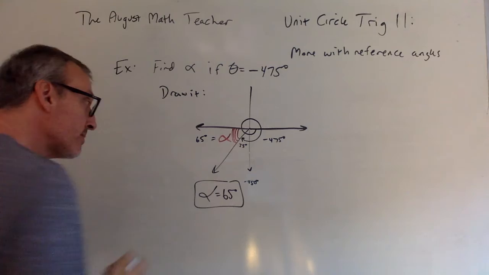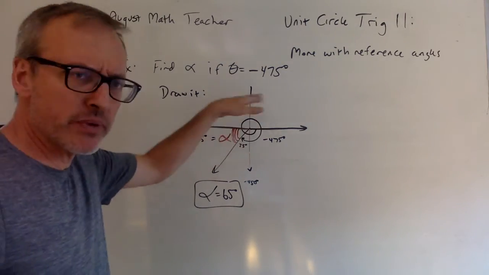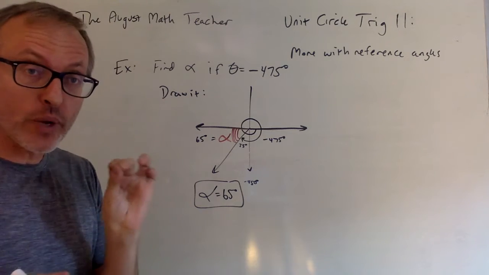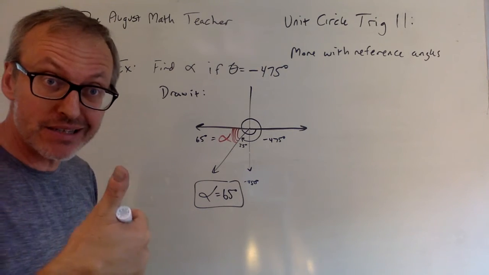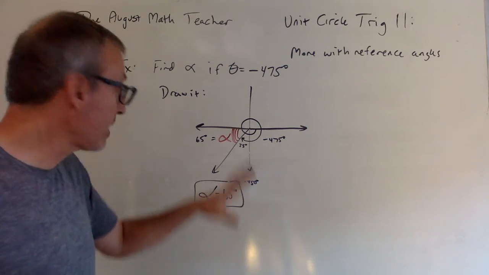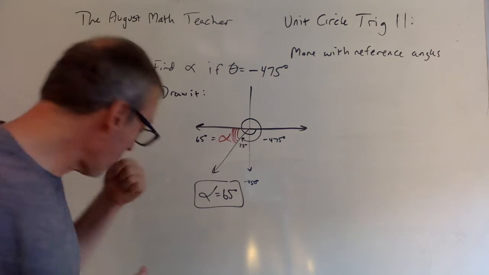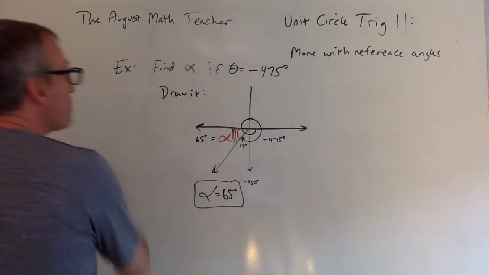And so we end up with alpha is equal to 65 degrees. Notice it is not negative. You might think, wait, were we doing negative numbers? No. The reference angle is always, always, always a positive acute angle. It's not in standard position. That's how you do it. Let's do one more in radians just to practice one more time.